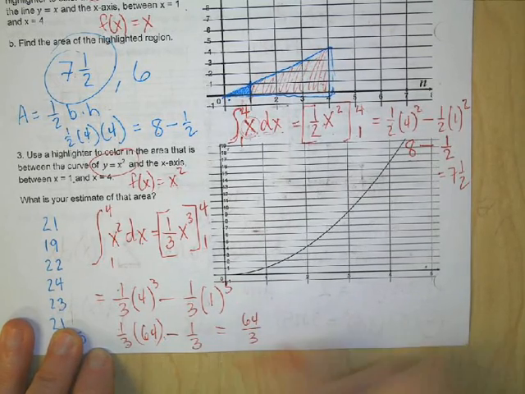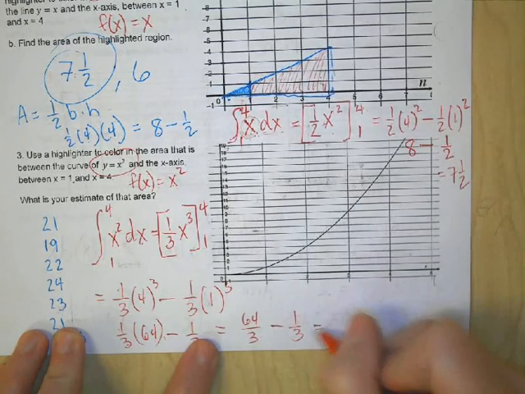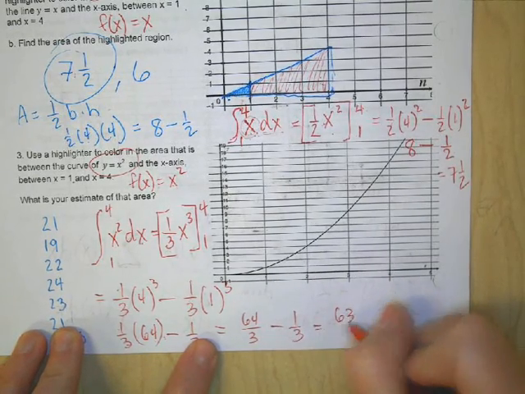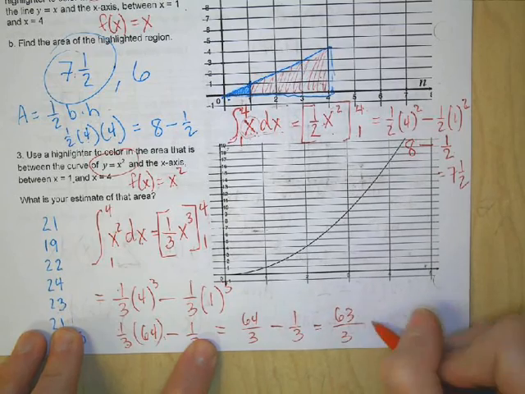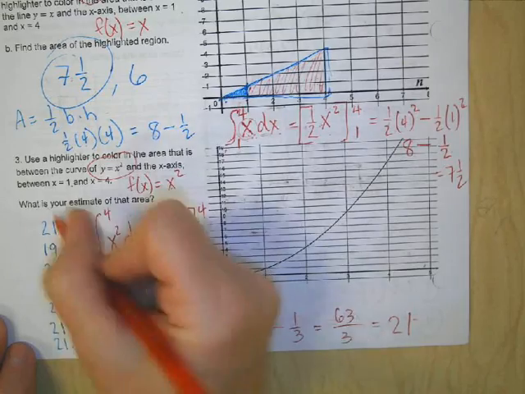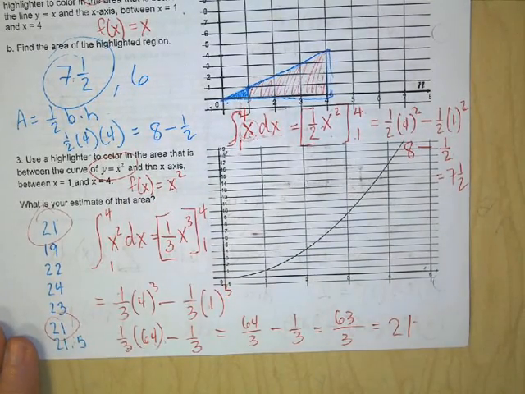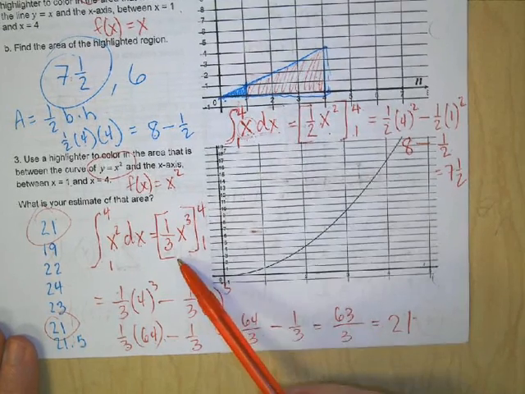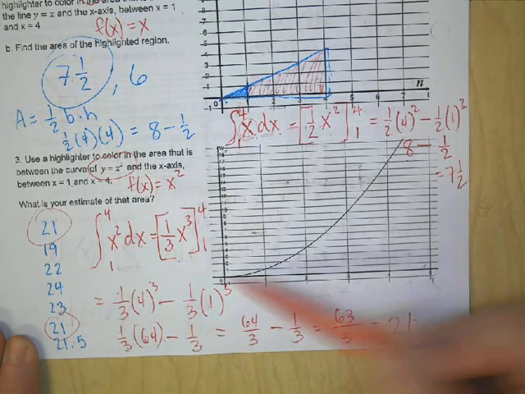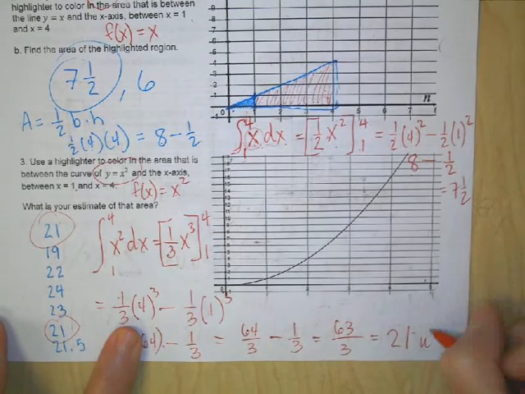Keep my minus 1/3. Notice they have a common denominator. 64 minus 1 is 63. Divide that by 3, and I get 21. So whoever estimated 21 when we did that in class, way to go. That is exactly what the area is. By using our antiderivative, we can find the exact area underneath a curve. Okay, so 21 units squared.